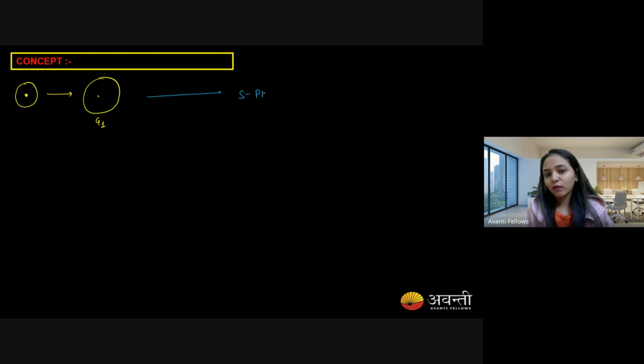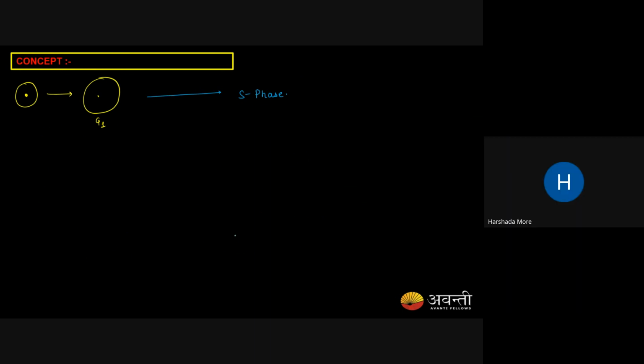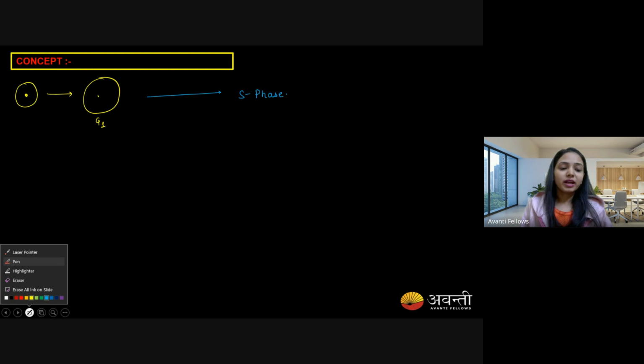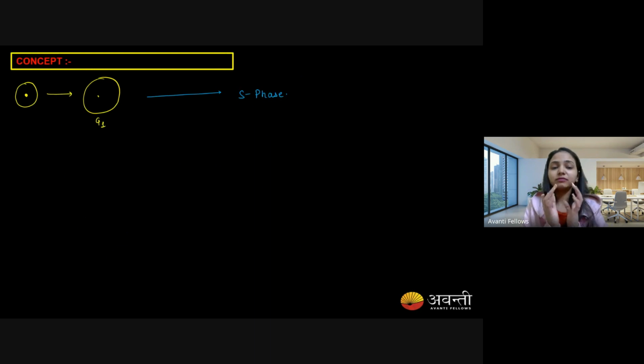Before entering into the S phase, listen carefully, the cell has to clear some checkpoints. Or we can say S phase has some checkpoints. If the cell clears all those checkpoints, then the cell can easily enter into S phase. I am saying that our S phase has some checkpoints.